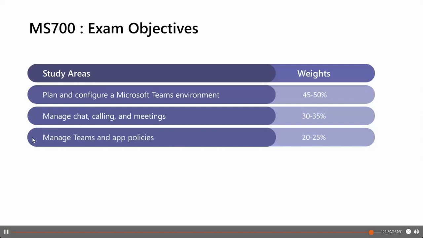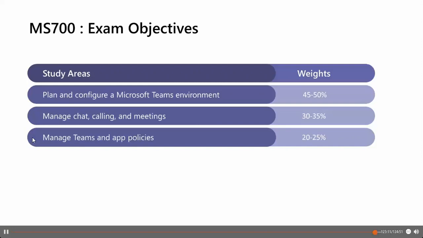The last section in the exam is the part of managing teams and app policies, for 20 to 25%. So you need to know how to manage a team, for example, create a team, upgrade an existing resource to a team, manage privacy levels for a team, and specifically the management of org-wide team settings. On the other hand, you have the management of membership in a team, and specifically the implementation of policies for Microsoft Teams apps.